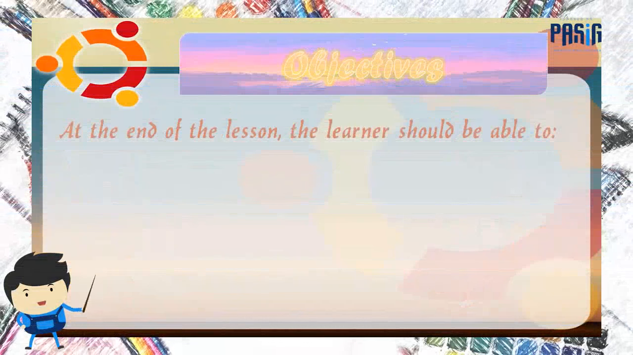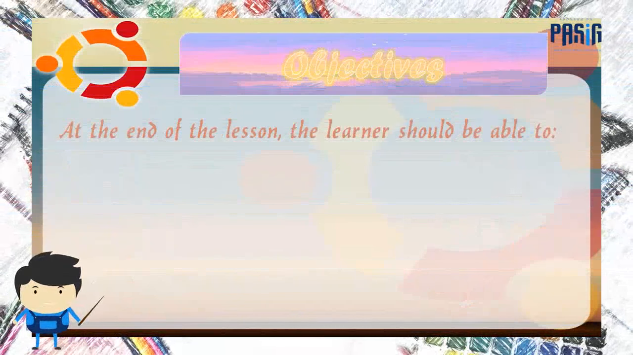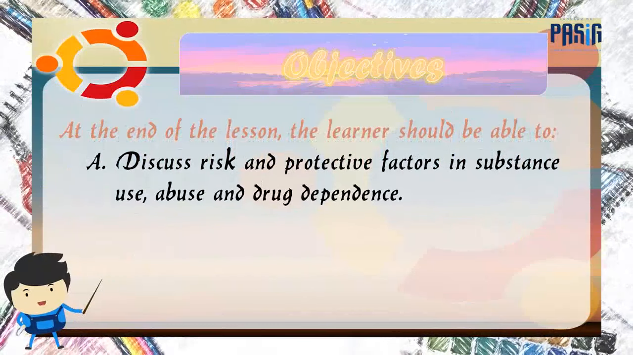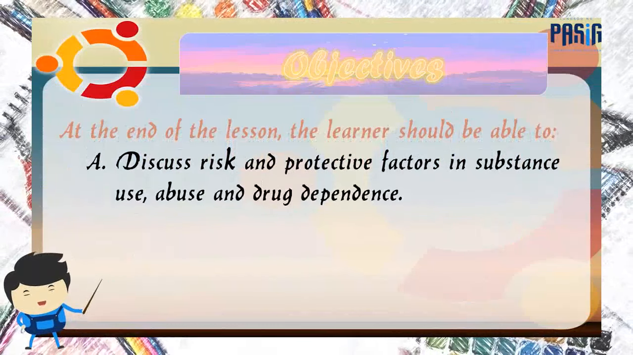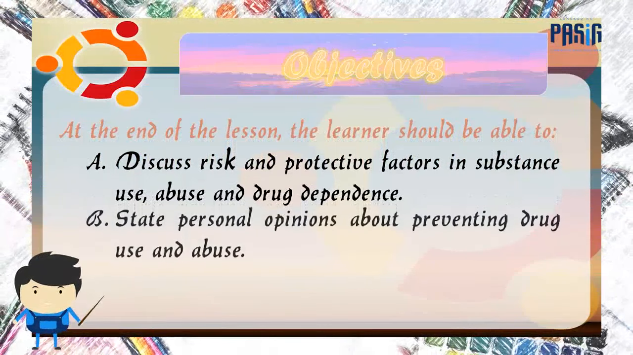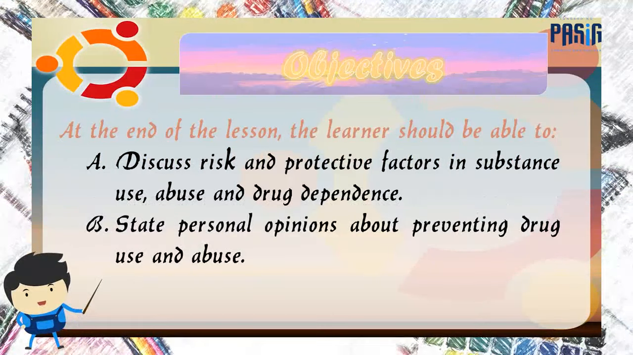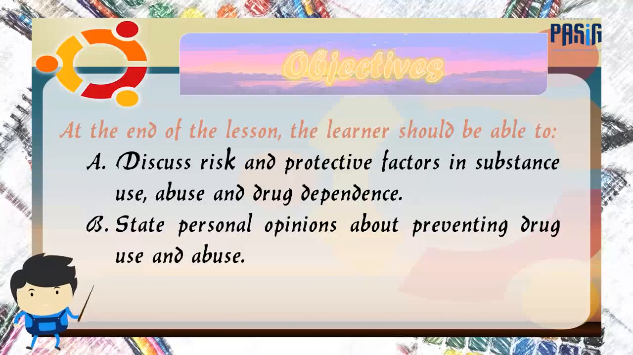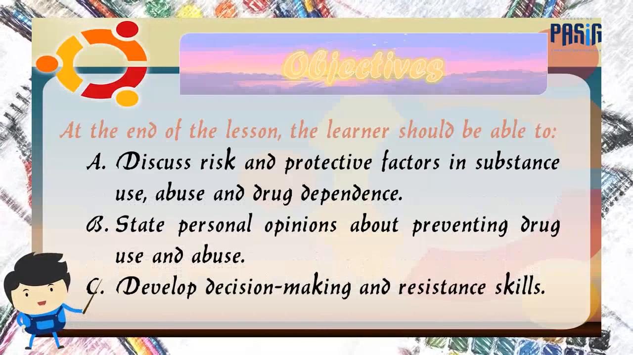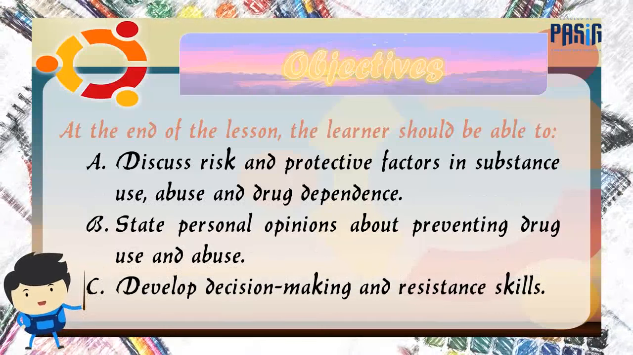Our objectives. At the end of the lesson, the learner should be able to discuss risk and protective factors in substance use, abuse, and drug dependence. State personal opinions about preventing drug use and abuse. And lastly, develop decision-making and resistance skills.